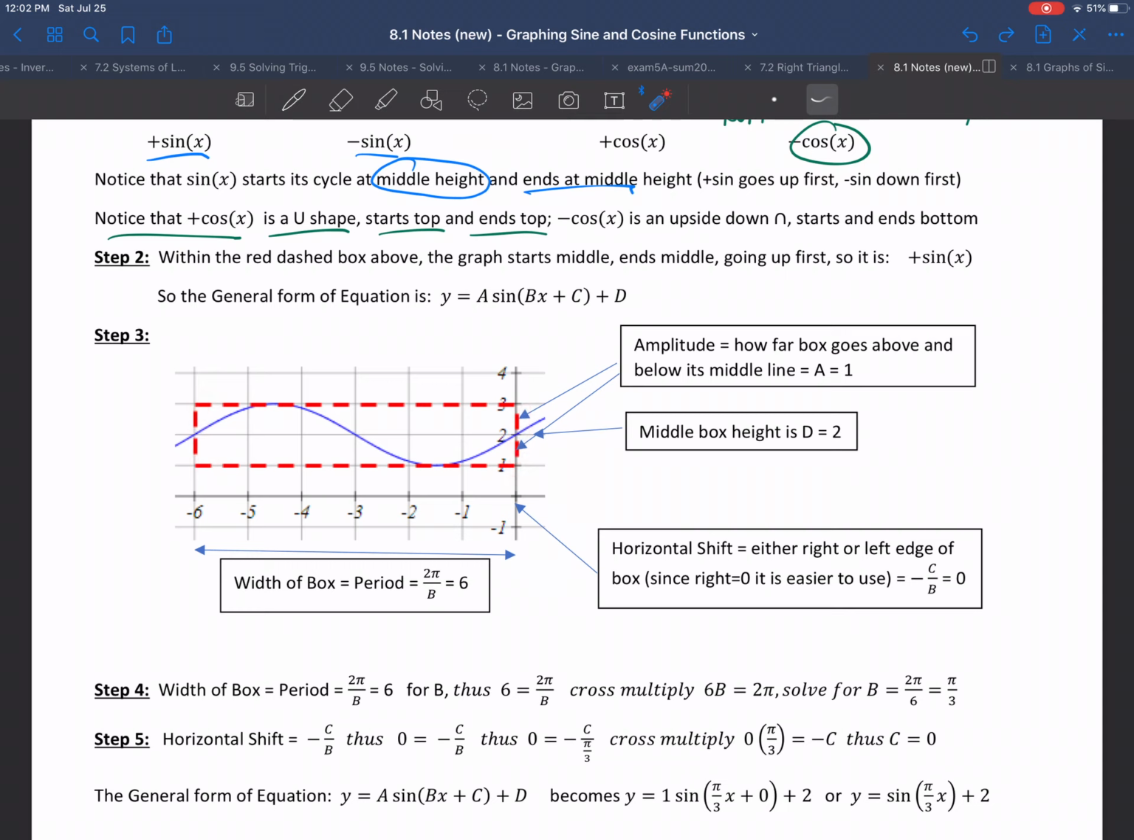And so we want to know, where is the right edge or the left edge been shifted? Is it right on 0 or has it been shifted off 0? That horizontal shift, the starting edge, which is either the right or left, the starting point, has it been shifted off of 0? That's the horizontal shift. And that's not C, but that involves C. It's -C over B. So just like the period formula is not just B, it's 2 pi over B, the horizontal shift is not just C, it's -C over B.